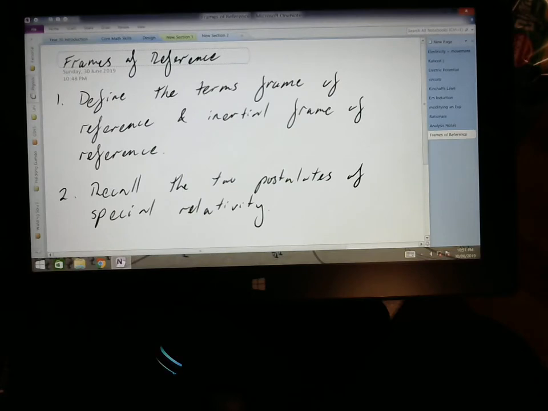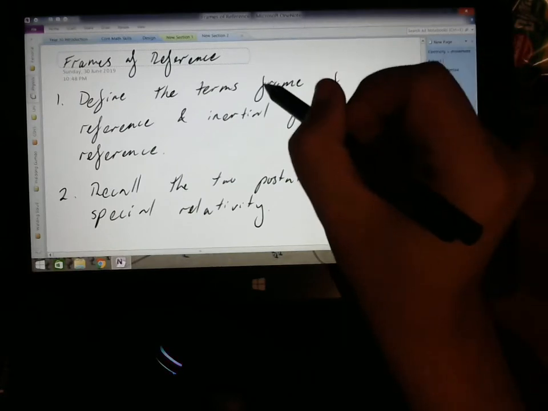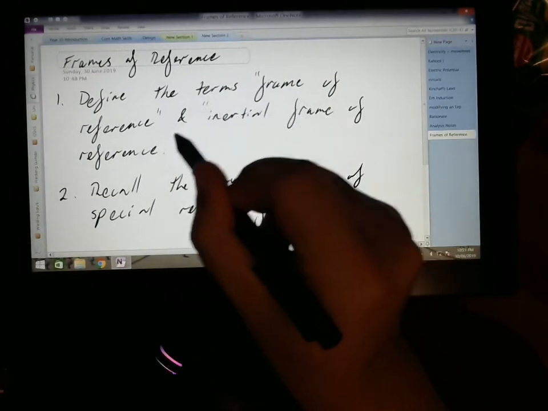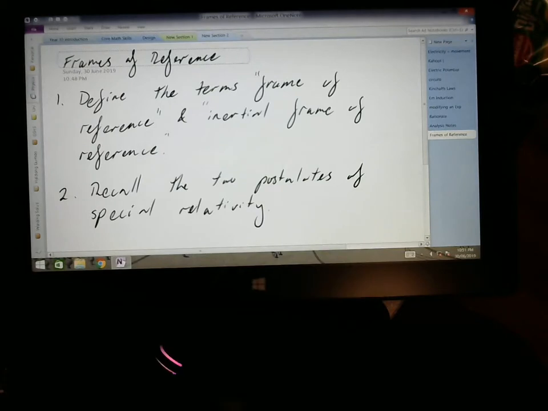The first is define the terms frame of reference and inertial frame of reference. So we need to be able to say what these two terms mean. And the second is recall the two postulates of special relativity.